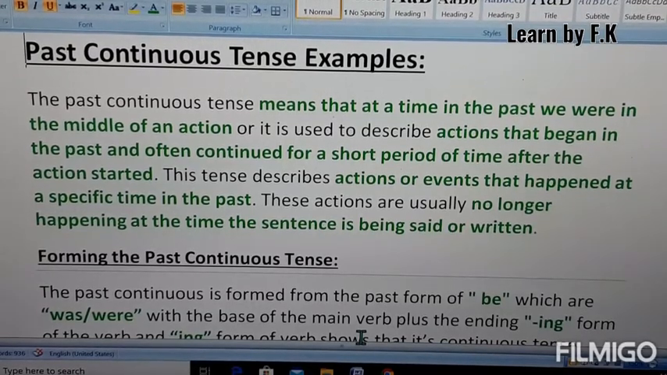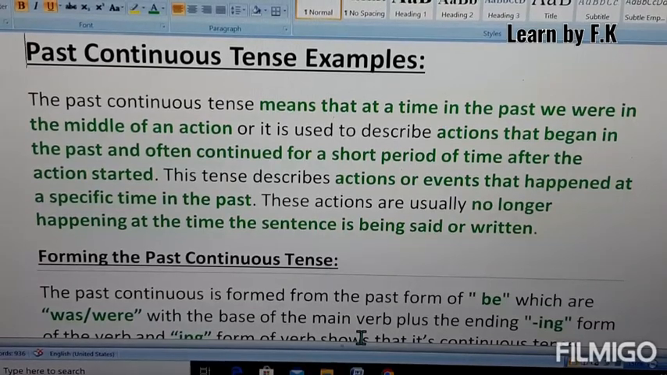The second definition of the past continuous tense is the same thing: it began in the past, but continued for a short period of time after the action started. This tense describes actions or events that happen at a specific time in the past. These actions are usually no longer happening at the time the sentence is being said or written.